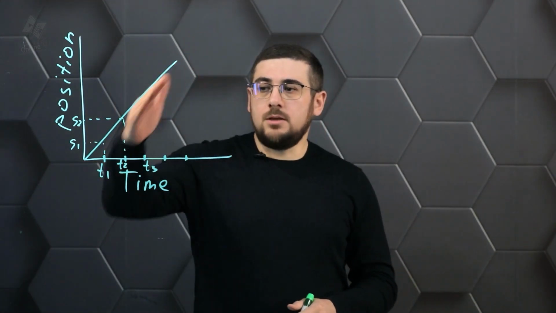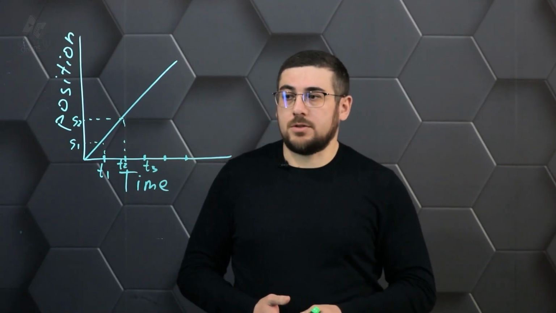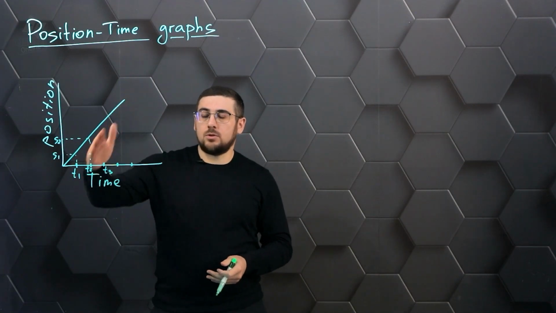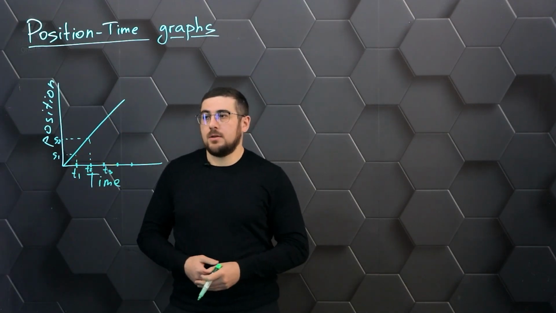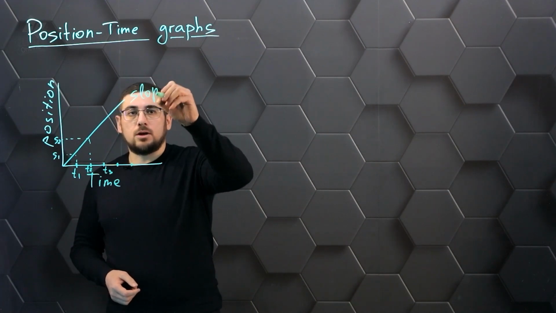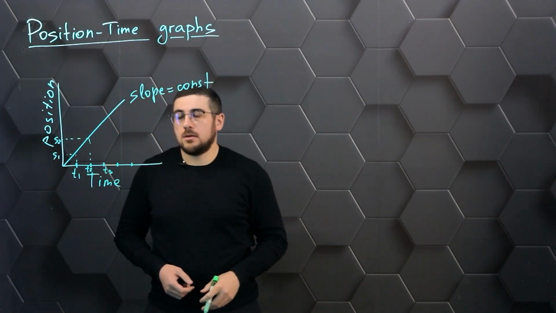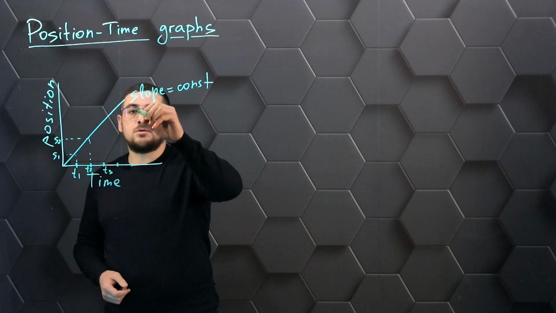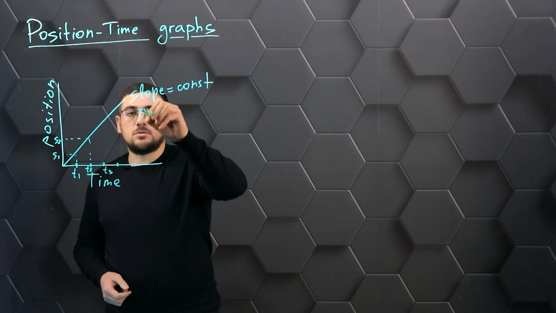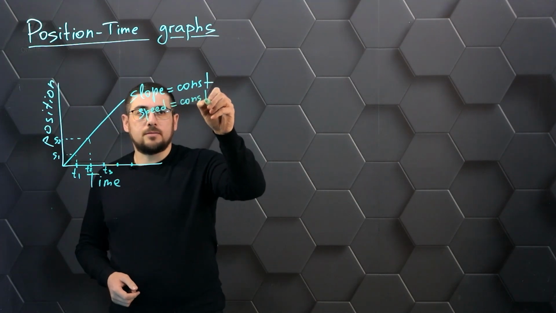And in this way, with a constant angle of inclination, we show that the motion is uniform, and the velocity in such motion also remains constant. That is, we determine this precisely by the angle of inclination of this graph. So we can write that if the slope angle is a constant, then therefore the velocity will also be constant.